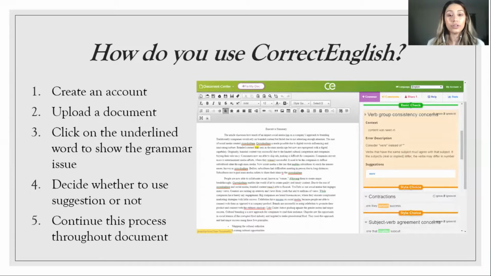Once you've uploaded your document, you'll see your words being underlined. You just click on the underlined word and check what it's suggesting. You can either use it or you can just ignore it. And you just continue this throughout the whole document, and eventually you'll end up with an edited paper.